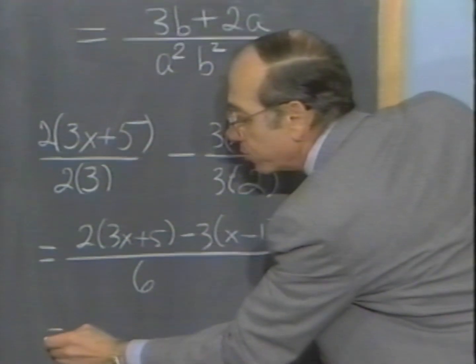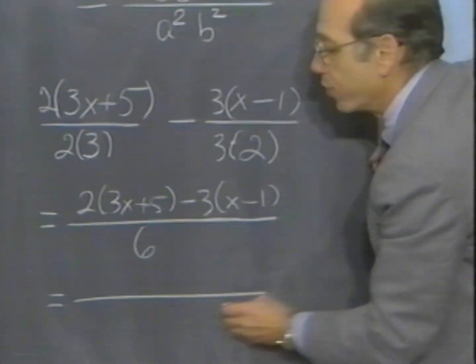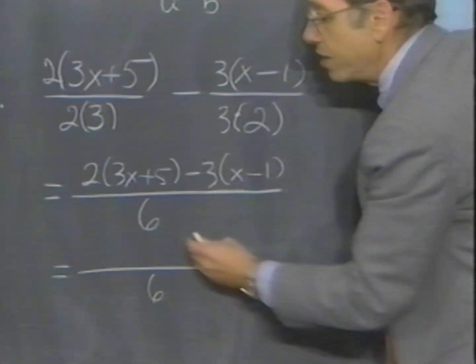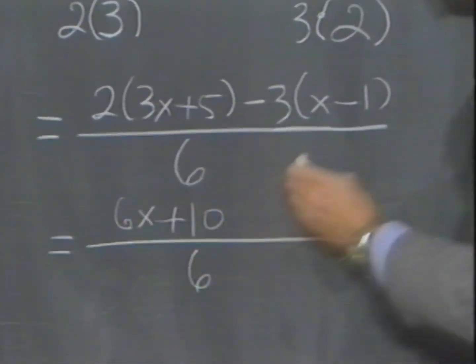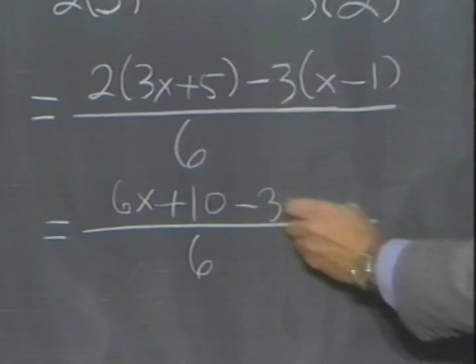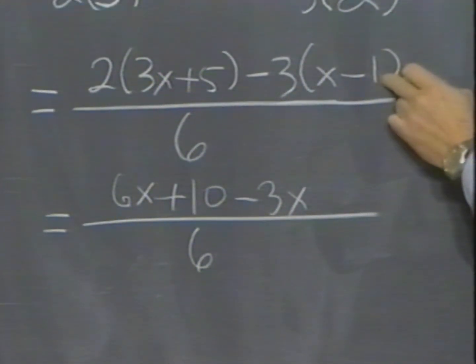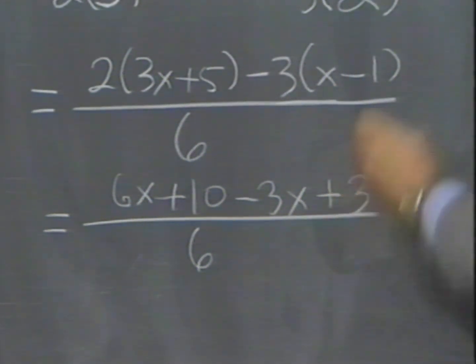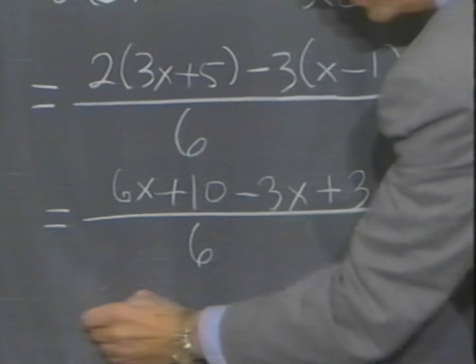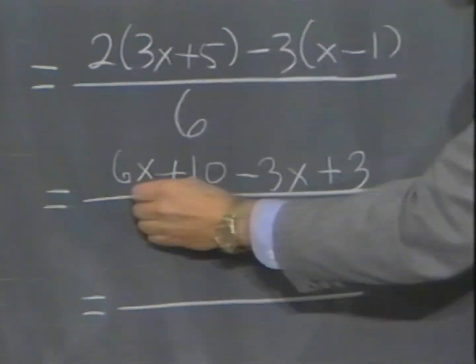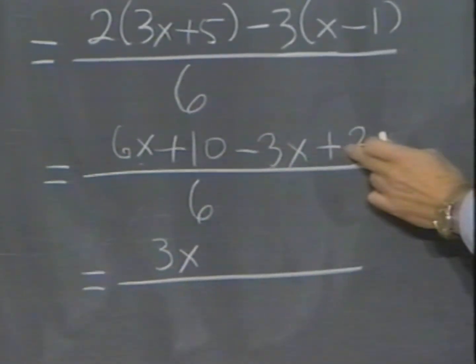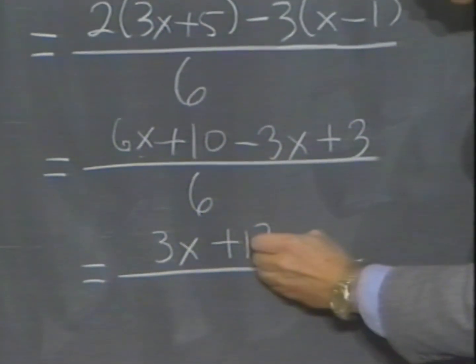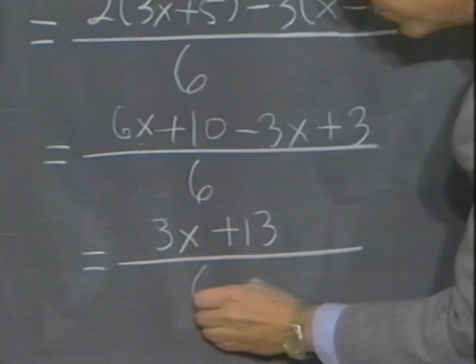Now, I'll multiply out, expand, and combine like terms. Denominator is 6. In the numerator, I have 6x plus 10. And here I have minus 3x. Minus 3 times minus 1 is plus 3. And now we combine the like terms, as I said. 6x minus 3x is 3x. Plus 10 plus 3 is 13. The whole thing divided by 6.